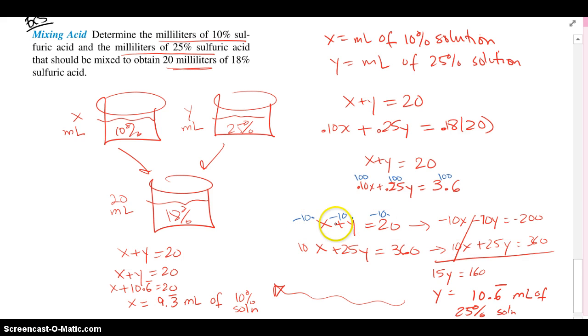So once I decide to get rid of the x's, I multiply everybody by -10. The x's cancel. I solve for y and I get 10.6666 forever milliliters of the 25% solution, because that was my y value. And then I plug that into my other equation and get the corresponding x value, which is 9.333 milliliters of the 10% solution.